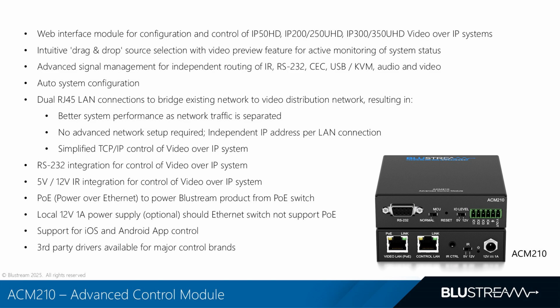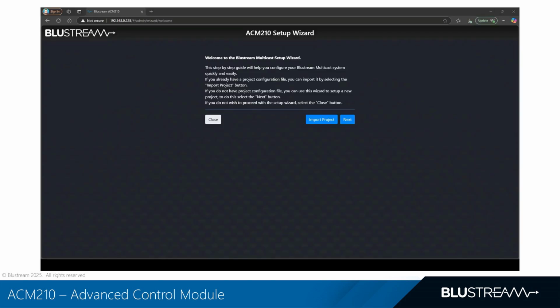For example, when using an IP50 HD system, the menu won't offer 4K EDID options, ensuring a smooth, error-free experience tailored to your system's specifications. In short, the ACM210 makes it simple to scale from small to large installations while keeping the control experience unified, efficient, and dependable, no matter which Blustream IP platform you're using. Now, let's watch and see how quick it really is to set up Blustream AV over IP with an ACM210.